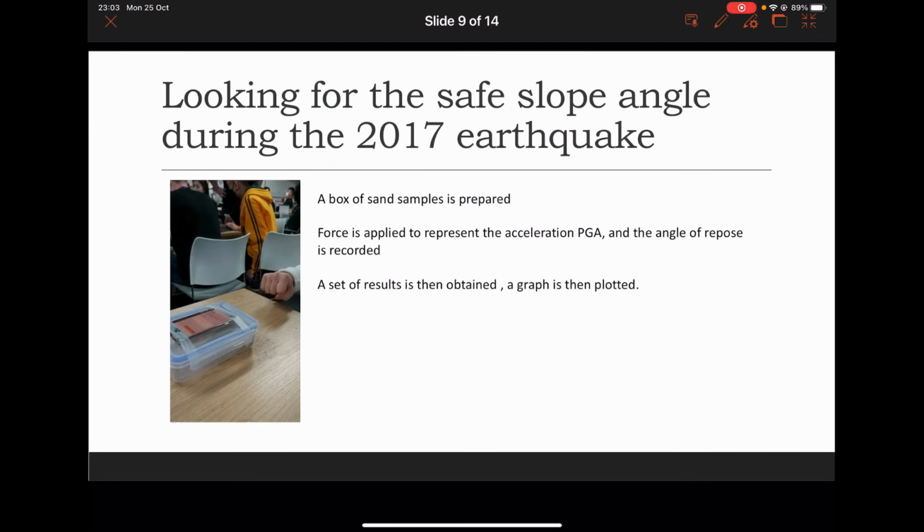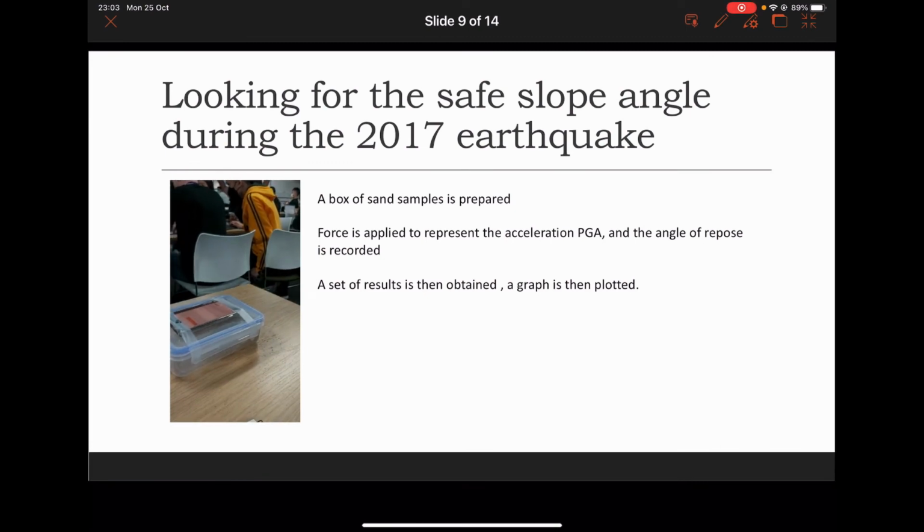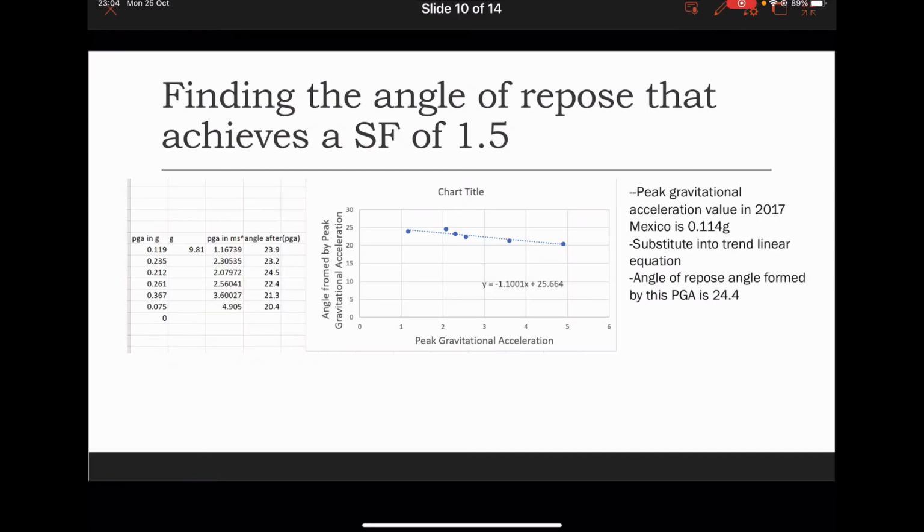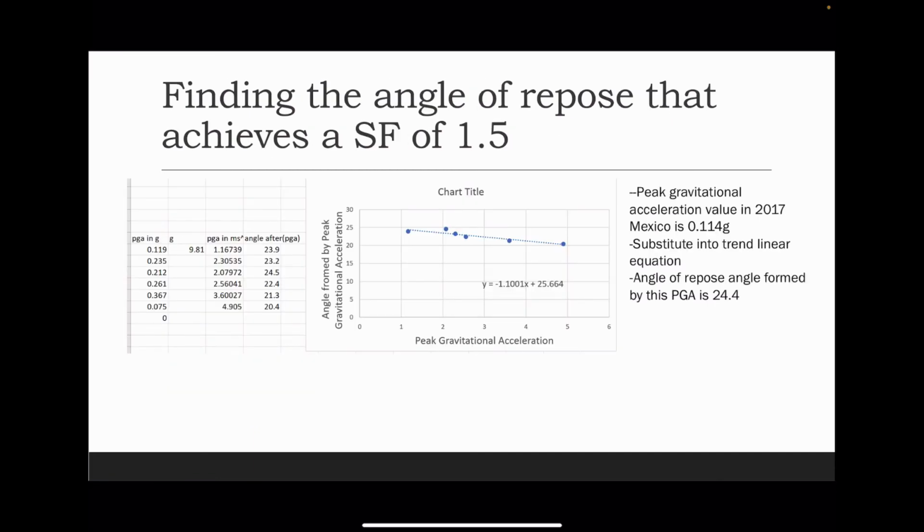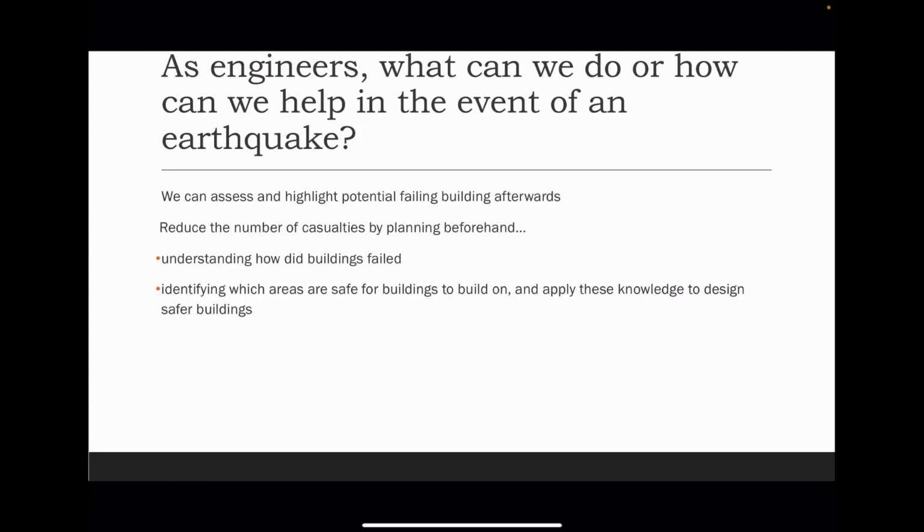We also decided to find the angle of repose of the slope that can achieve a safety factor of 1.5 during the 2017 earthquake. A box of sand sample is prepared. Then a measured force is applied to represent the peak gravitational acceleration, and the angle of repose is recorded. Next, we plotted peak gravitational acceleration against the angle of repose on a graph. A trend line can then be drawn. Finally, we use this line to find the angle of repose with a safety factor of 1.5, which is 24 degrees.